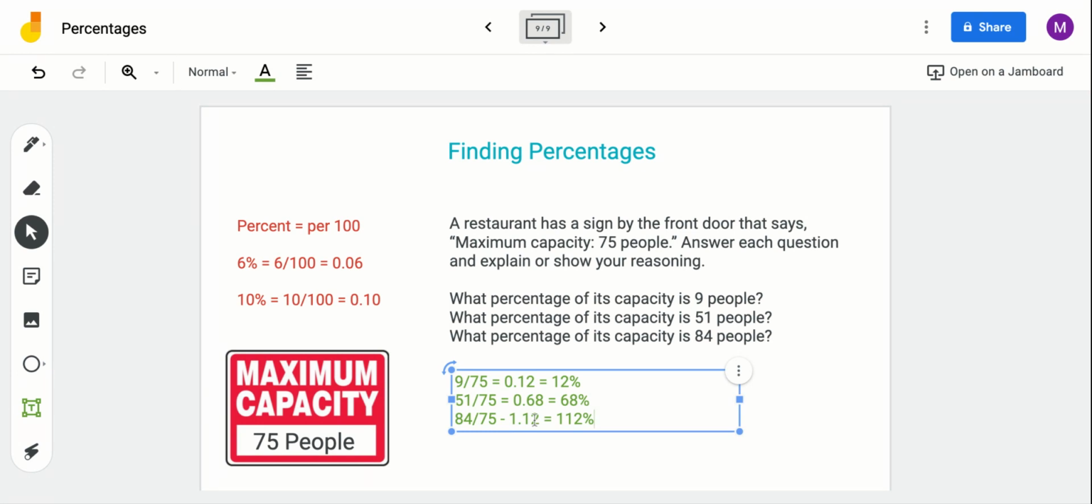100%, and then 12 100ths is 12%. So 1 and 12 hundredths is going to be 112%. So we can find percentages by taking the number we have over the total number, dividing that out to get a decimal, and looking at that decimal, turning it into a percent. 6 hundredths, 6%, 10 hundredths, 10%.